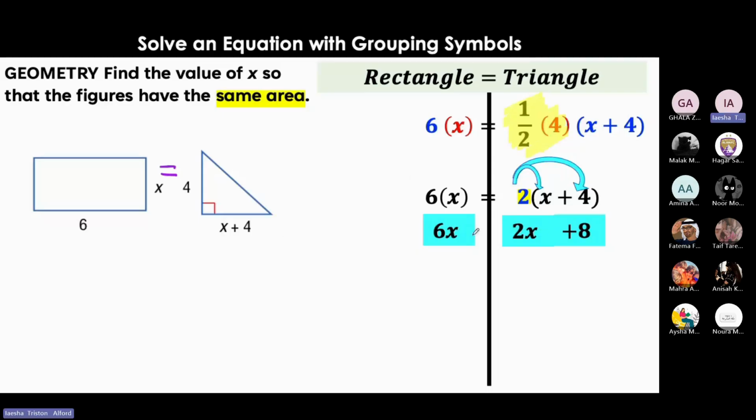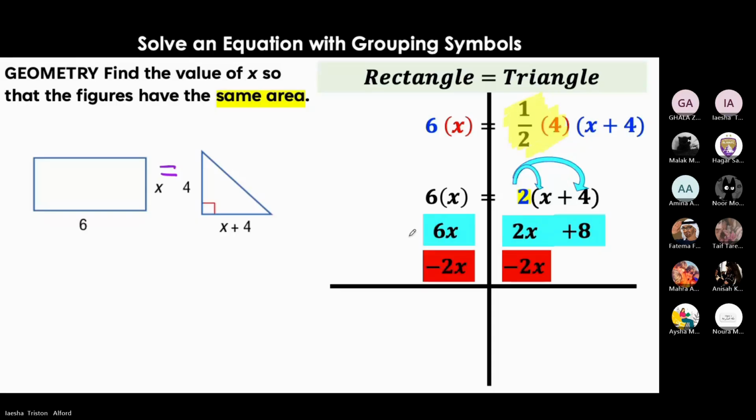Here you have two variables. Take the smallest one, negative 2x on both sides. Correct. So we get this. Divide by 4 on both sides. X equals positive 2. Correct. Done. So just that.